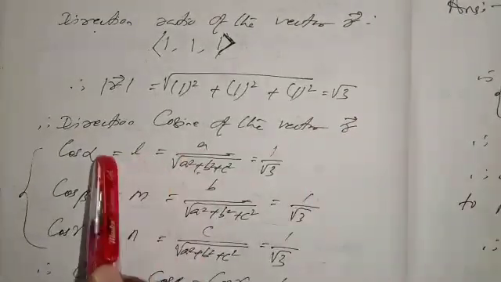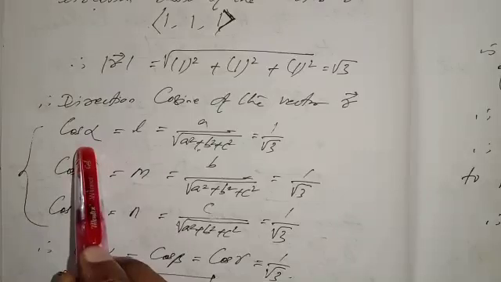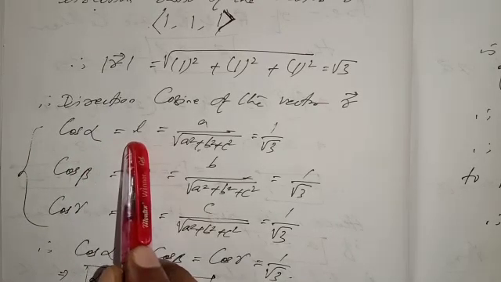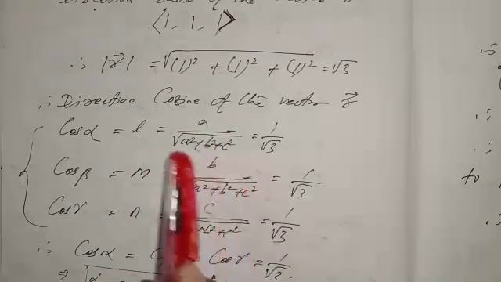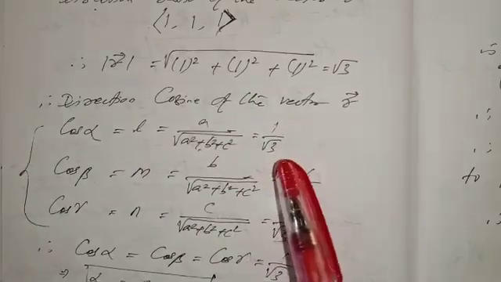Next you have to find out the direction cosines of the vector r. The direction cosine formula is cos alpha. Alpha is the angle made by the vector with the x-axis, denoted by l. The formula is a by root over a square plus b square plus c square. Here a means 1, and the root over is root 3, so 1 by root 3.